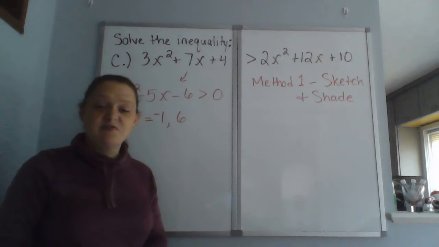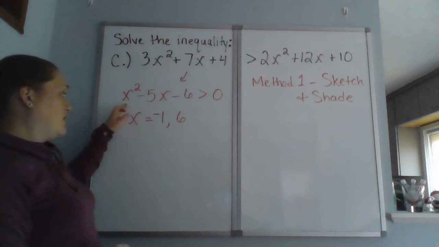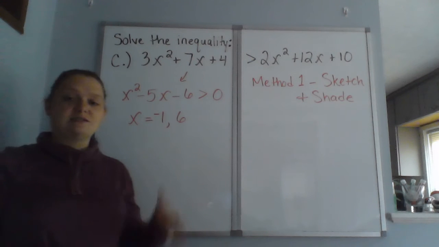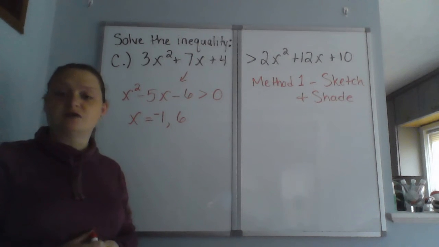Right, so in the previous video we went through and solved this quadratic inequality by factoring, and we got x equals -1 and 6. Now we need to do our sketch and shade to figure out where the final solutions are going to lie.